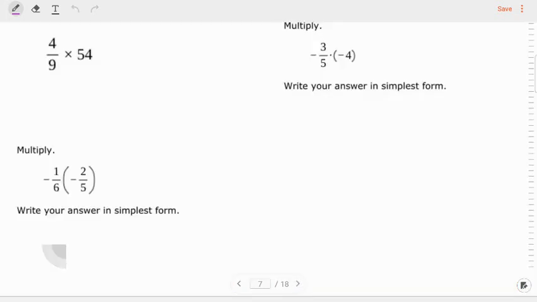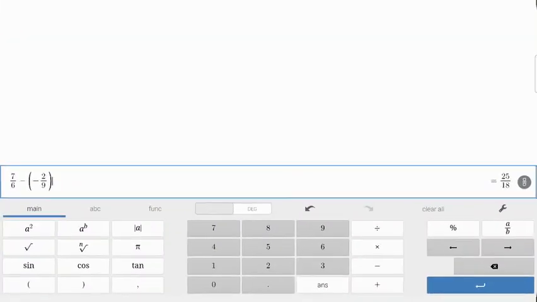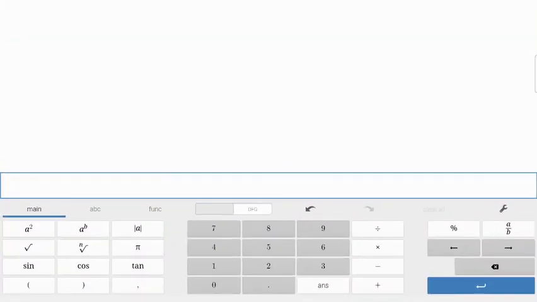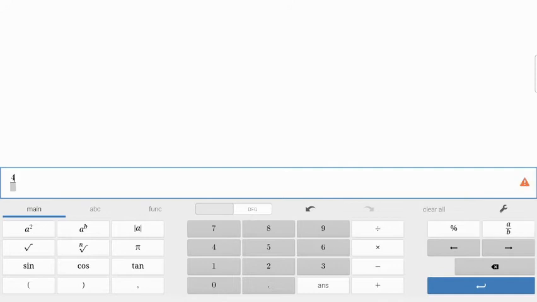As for other operations such as multiplication, when we want to multiply fractions by whole numbers, same thing applies. I just go to my calculator, clear all, fraction 4/9 times 54. And I get the final answer of 24.